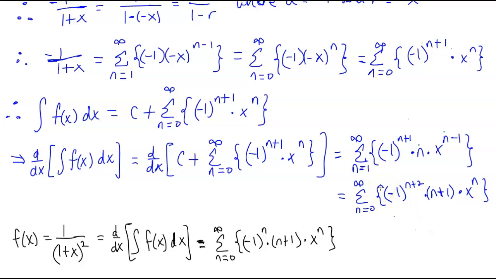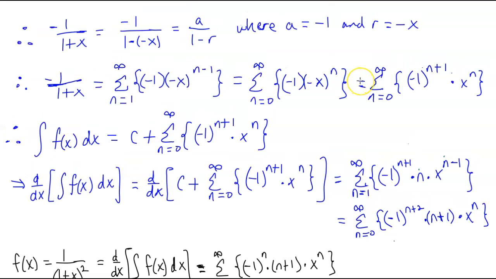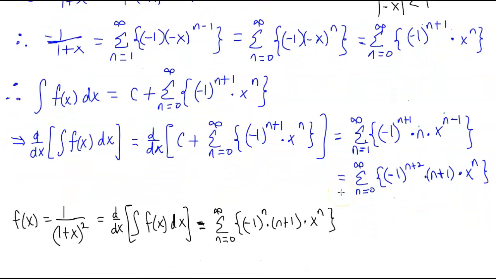And so now we need to figure out what is going to be the radius and interval of convergence here. So if we go back to what we saw, we know that our common ratio here was minus x. So that means that the absolute value of minus x is going to have to be less than 1 in order for the infinite series that are part of this power series to converge, okay?